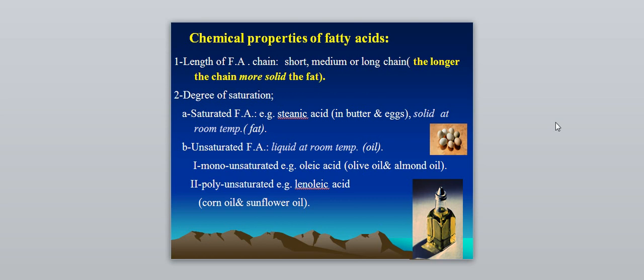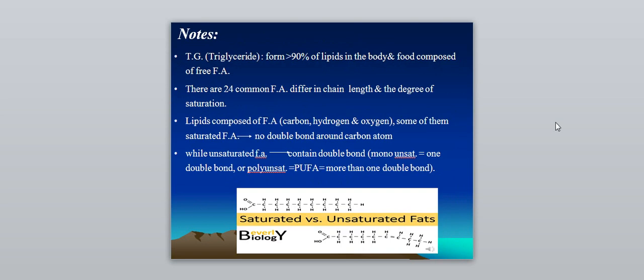And of the unsaturated type, we have monounsaturated like oleic acid in olive oil and almond oil, and we have the polyunsaturated like linoleic acid in corn oil and sunflower oil. We have to know that triglyceride forms more than 90% of lipid in the body, and food is composed of free fatty acid. So 90% of our body lipid is triglyceride, and even in the food content. There are 24 common fatty acids, differing in chain length and degree of saturation.